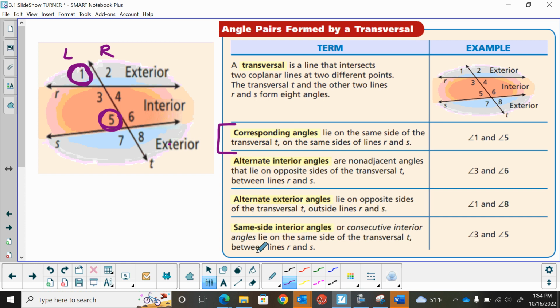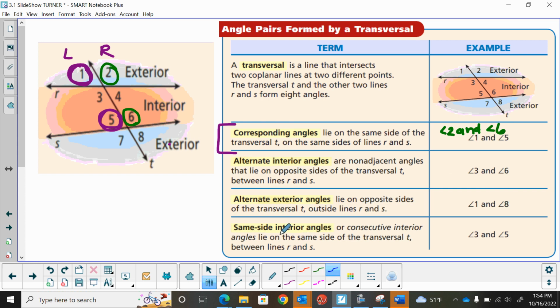Okay. There's 3 other pairs of corresponding angles as well. So it all has to do with position. So if we think about angle 2, it's to the top right. We could think of it as being in the top right position, or it's above R and to the right of T. So if we look down here, angle 6 is also in that same position. It's in the top right. So angle 2 and angle 6 are another pair of corresponding angles.